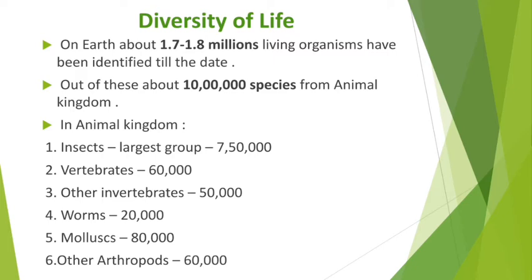This is an estimation in the animal kingdom that about 10 lakh species have been identified. When you add all these numbers, it will be more than 10 lakhs, so we are writing about. The number may increase day by day, because people are going on identifying new species, isn't it? So this is a brief explanation about the living organisms that have been identified under the animal kingdom.